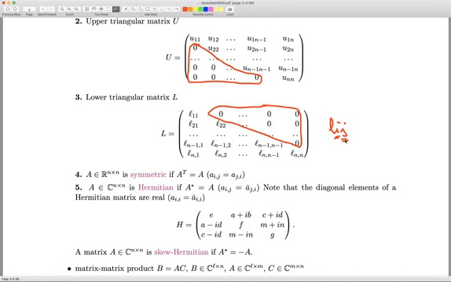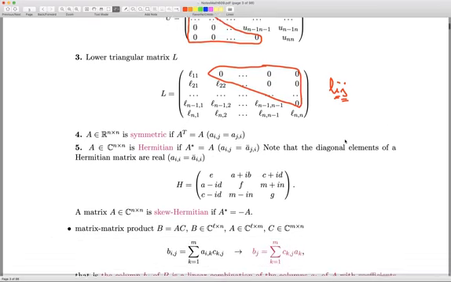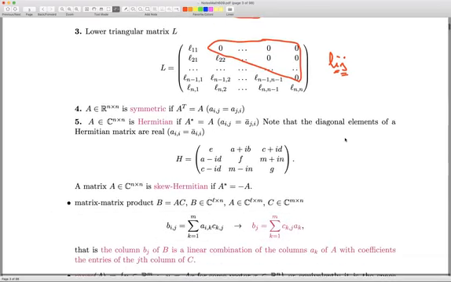We will then continue with some definitions. A square matrix is called a symmetric matrix if it has real entries, and it is such that the transpose of this matrix coincides with the matrix itself. Basically, this is a matrix for which the element Aij is equal to the element Aji.